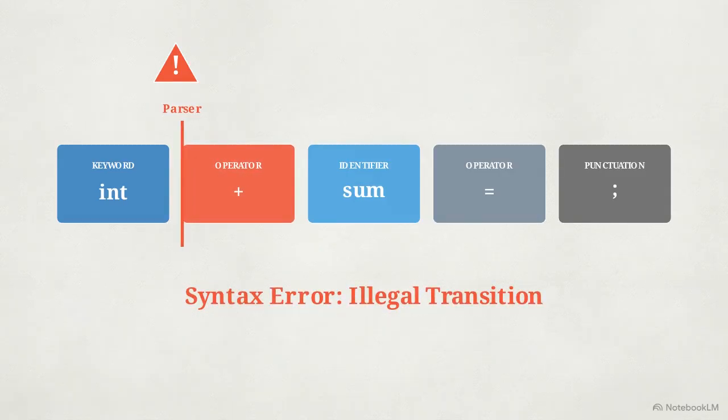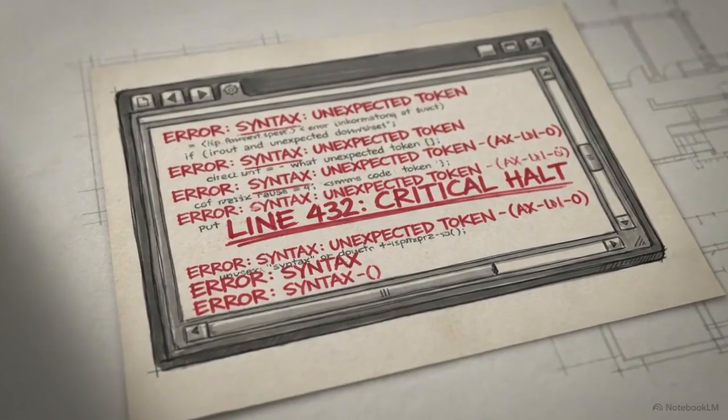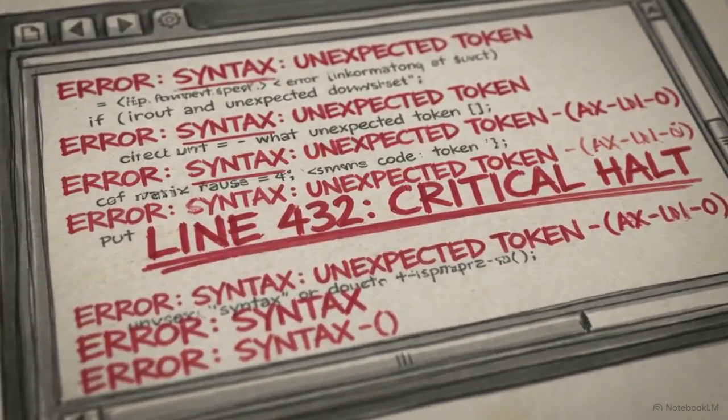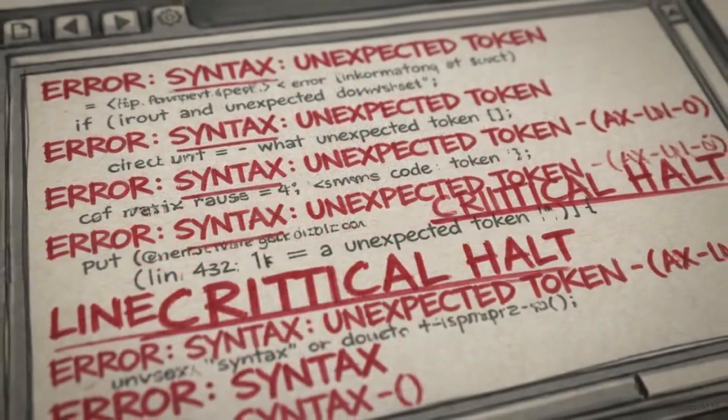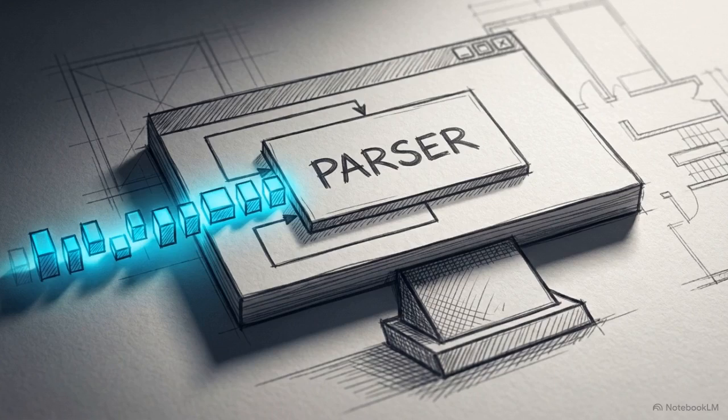If the compiler attempts to process this sequence, it triggers a hard error. The regular expressions used by the lexer are mathematically incapable of enforcing complex structural relationships or order of operations. The lexer only guarantees the words are spelled correctly. It takes the second phase, syntactic analysis, to prove the grammar is sound. Syntactic analysis is executed by a mechanism called the parser.